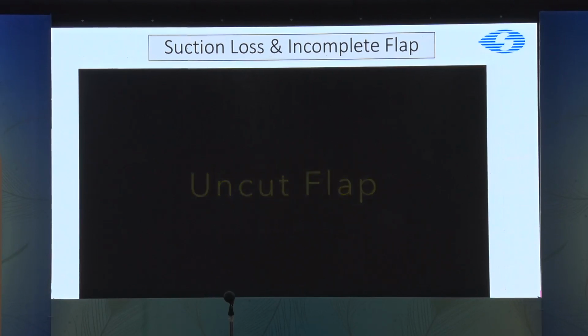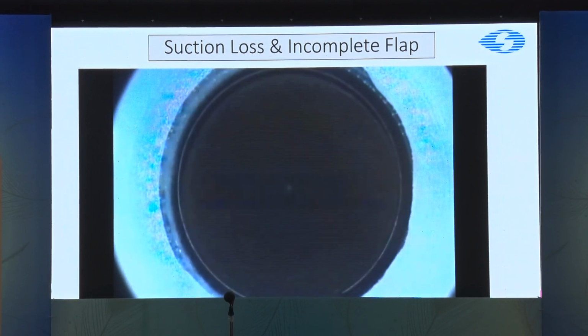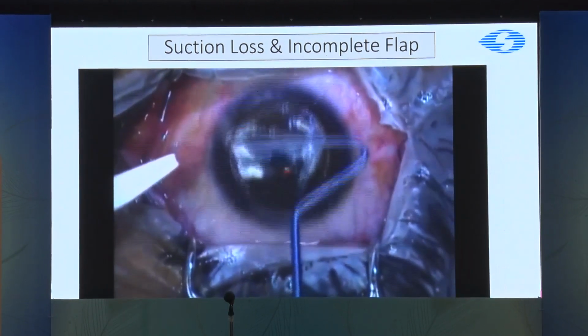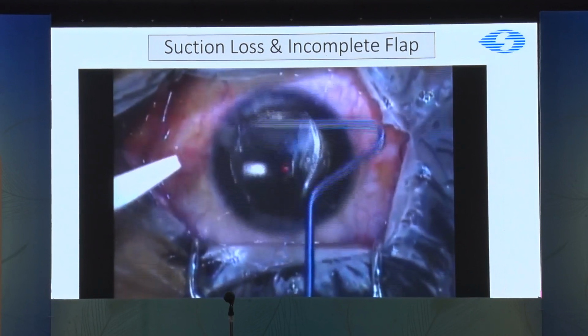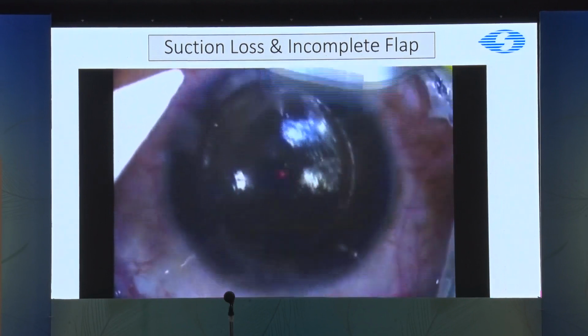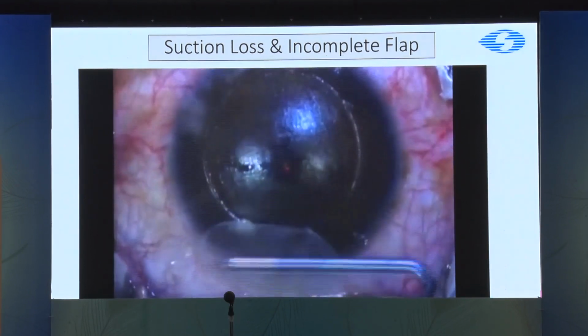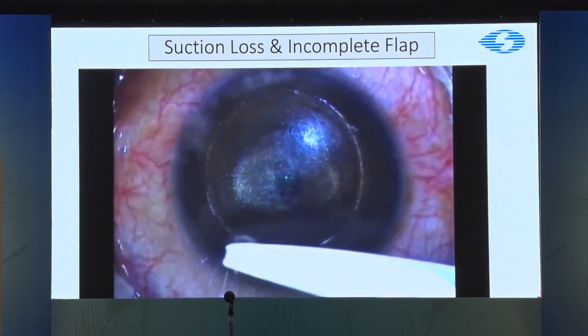If you have a suction loss during the side cut, what you need to do is again redock but make a deeper and a narrower flap, basically so that you do not have two planes and you do not have difficulty lifting. This is one where there was a mild movement of the patient during the procedure, which is why the flap was uncut in one area and we had to use a crescent to fashion that part of the flap so that we could lift it.